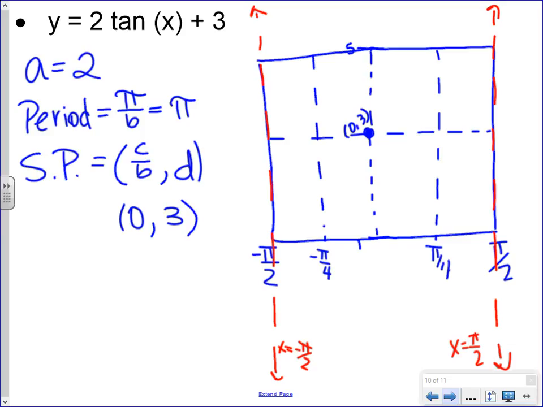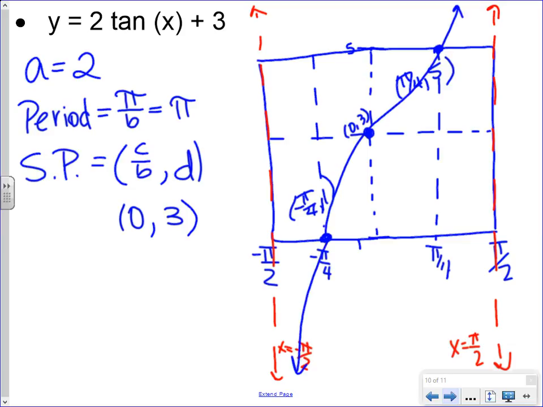Then the top and bottom edge of your frame, that's how you know where these coordinates are. If you do not have these coordinates correctly labeled on your graph, you will not get full credit. You can't just draw in a curve and say, hey, there's my tangent graph. I have to know that this coordinate right here is pi over 4, 5, and I need to know that this coordinate right here is negative pi over 4, 1. And then you can draw in your curve.